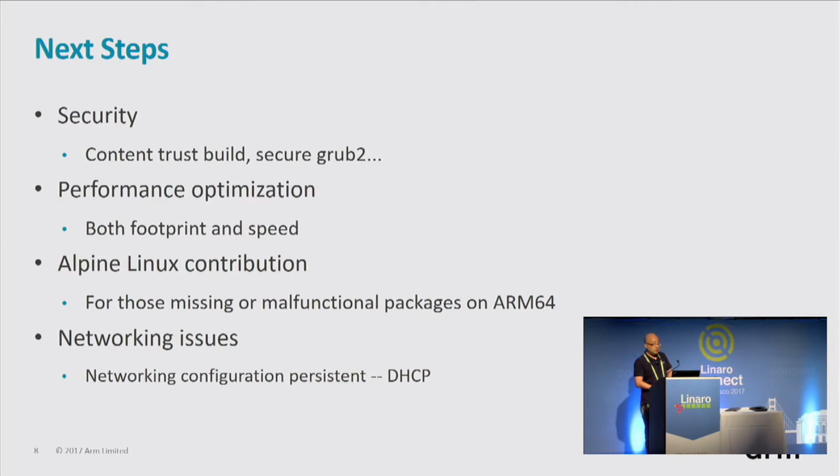So for the next step, I want to share some information about what we want to do in the future. The first is security. Just as I mentioned, security is a top-level objective for the LinuxKit project. For ARM specifically, we still need to improve the content trust build, and also secure Grub2, such as the TPM, and verify the kernel when the bootloader loads the kernel into the system.